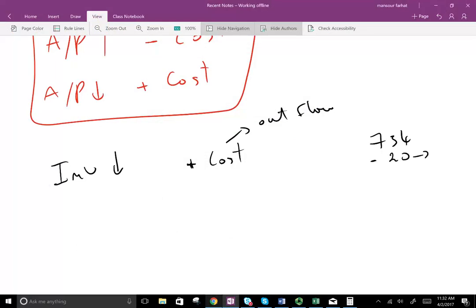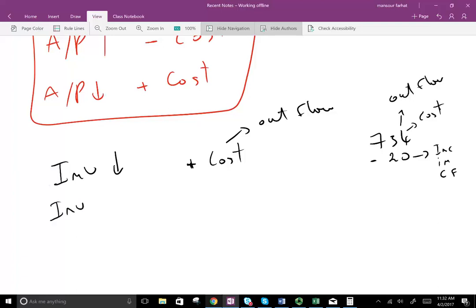Subtraction of 20 means this is an increase in cash flow, because this is an outflow. This is a negative. Okay, cost is a negative. This is cost. And what I'm doing is I am reducing the outflow. It means I'm increasing the inflow, which works the same way as if we took the $20 and added it to the inflow of cash. 734. Okay, so this is what we did.